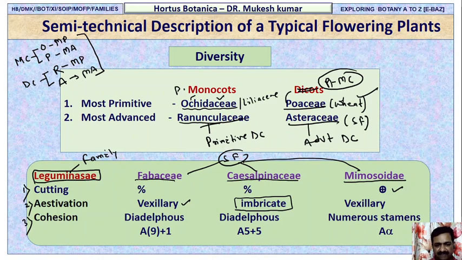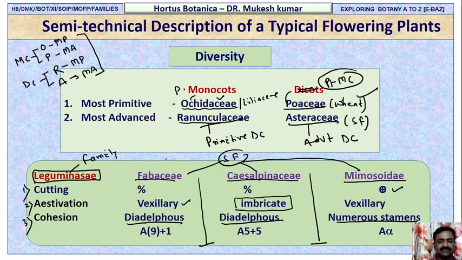Now in cohesion, Fabaceae three family. What is this? This is the diadelphous condition. This is also diadelphous, but the number is changed. Here 5 and 5 is here. Here 9 plus 1 is here, and here numerous stamens are there. So many stamens will be there. So these are the three important criteria on which these subfamilies were described.